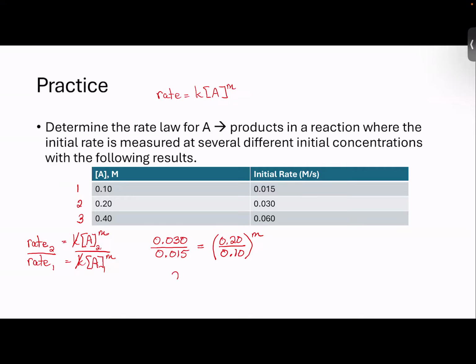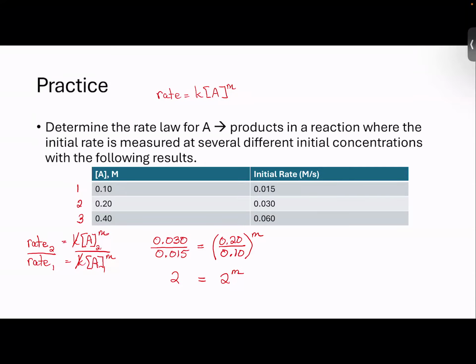Now, this comes out to be 2 is equal to 2 raised to some power. Now, you should know what that power is. But let's say it is something you cannot easily predict. How do you get it?